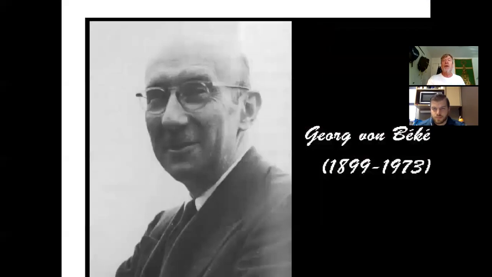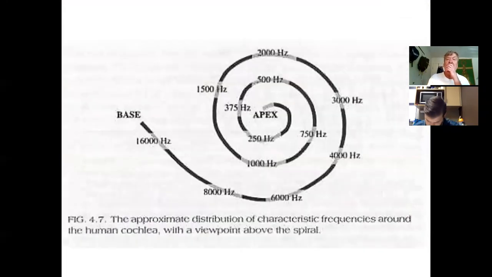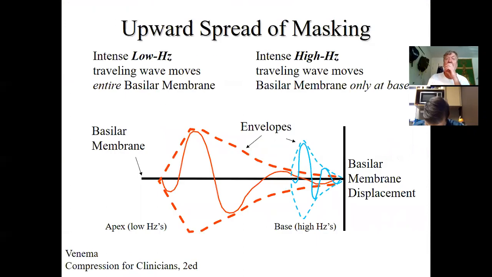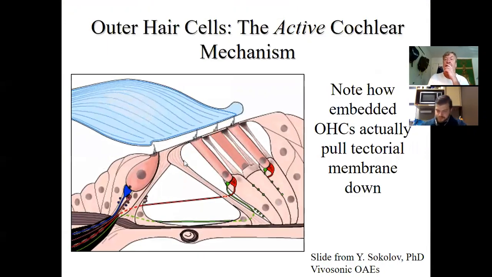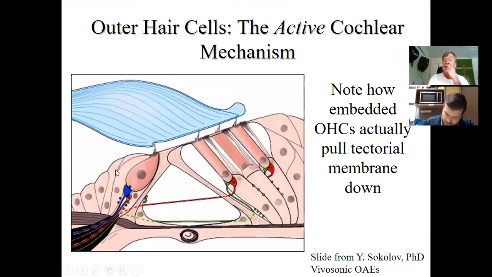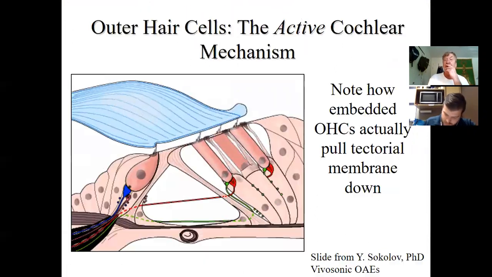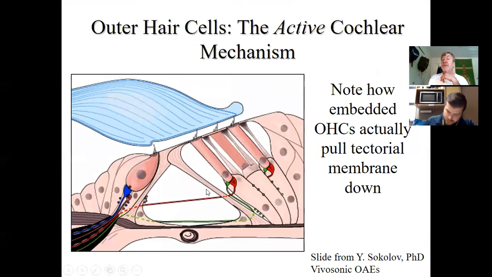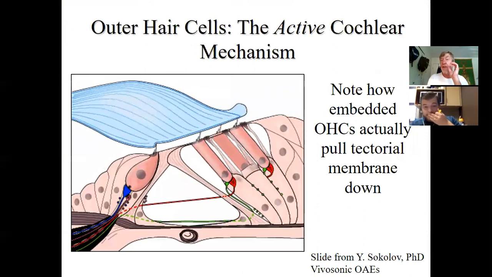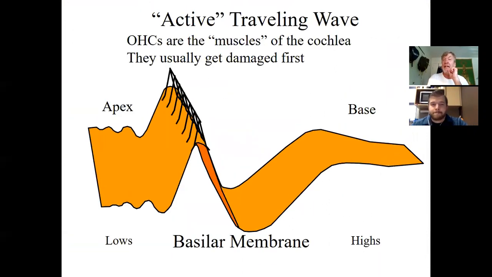OAEs are a byproduct of the outer hair cells working. Whoa, I pushed the wrong button there. Okay, don't get a seizure by looking at the screen too fast here. Hang on. They are a byproduct of the outer hair cells doing this. This work being done by the outer hair cells creates otoacoustic emissions. It's work done inside the cochlea, and the byproduct is OAEs.